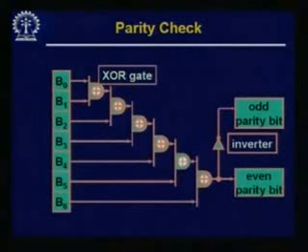Okay. And just generating the parity bit is very easy. You just run the bits through some XORs, and invert the result if you want odd parity, or keep it if you want even parity. This is very simple.